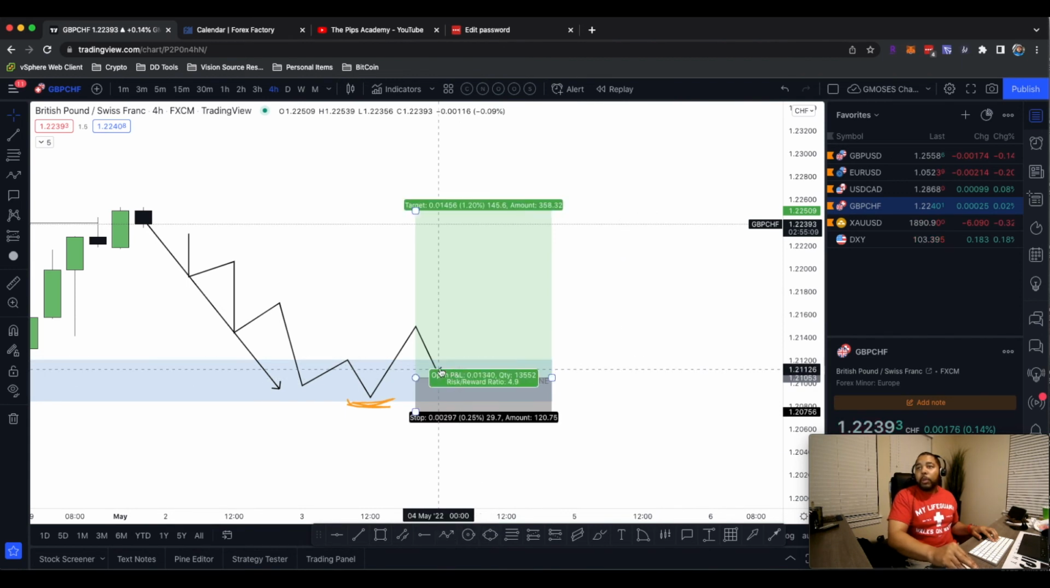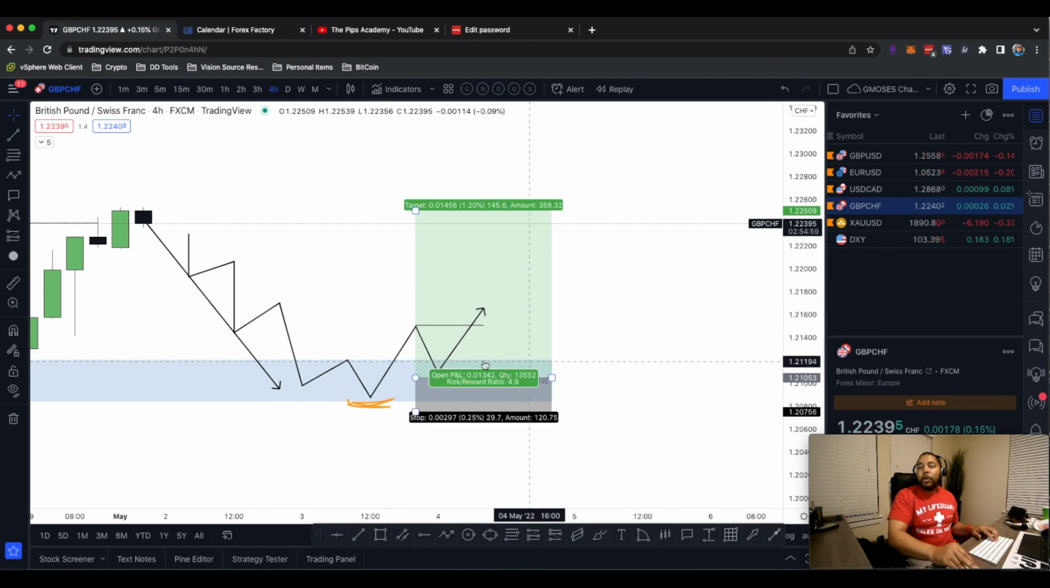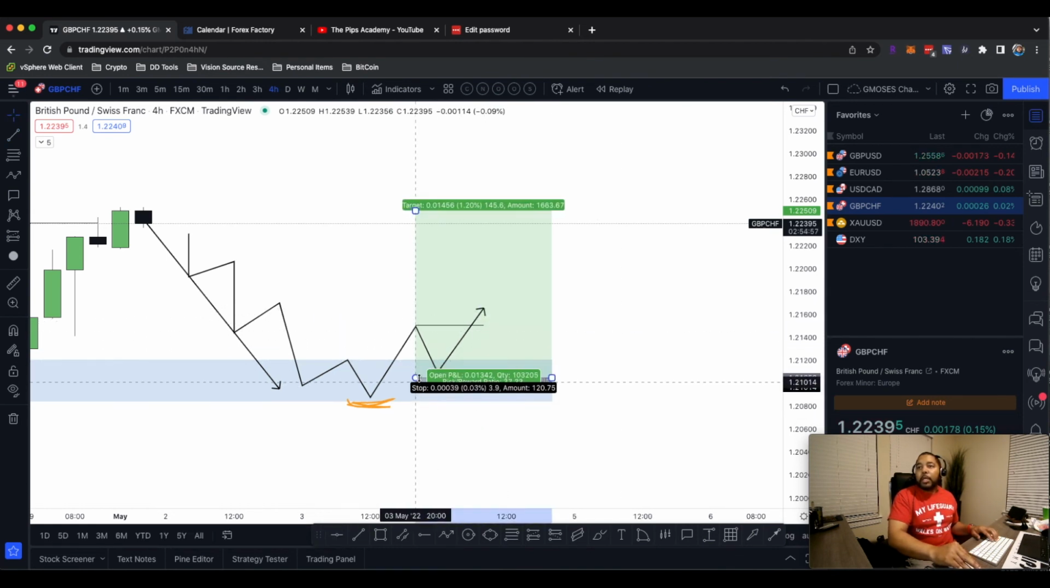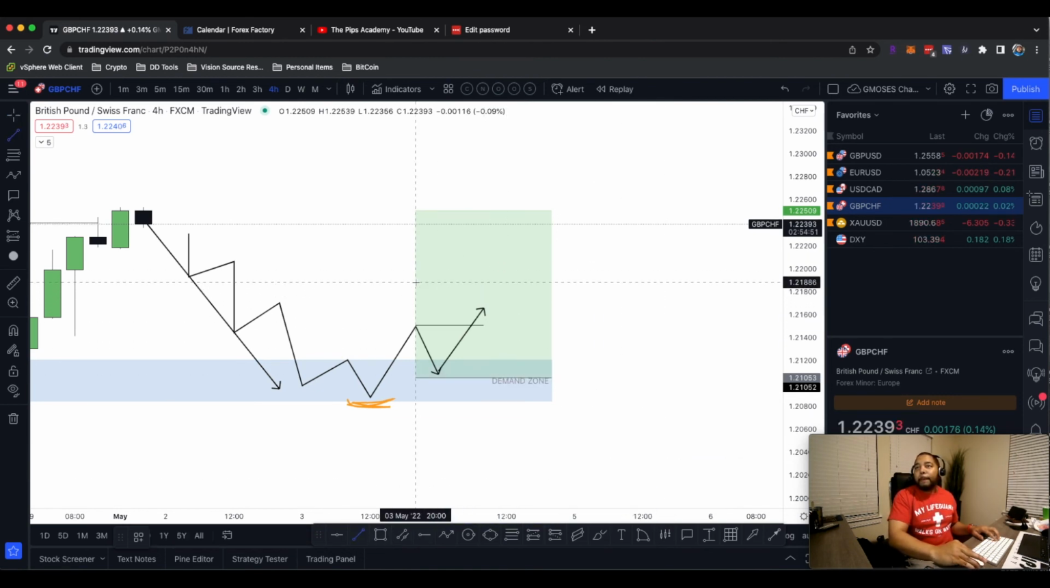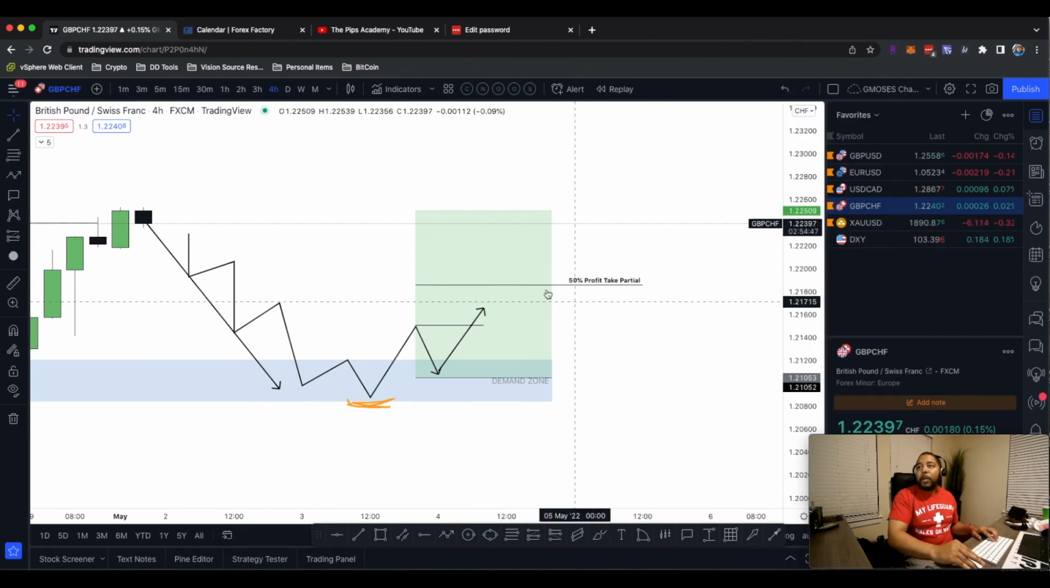Okay? When price breaks this point here, when price breaks this area here, we can start moving our stop loss to entry. Once it gets 50% within your trade, we can start taking partial profits. So let's just say if this was 50%, we can start taking partial profits and we can let the trade just ride on up to the upside.